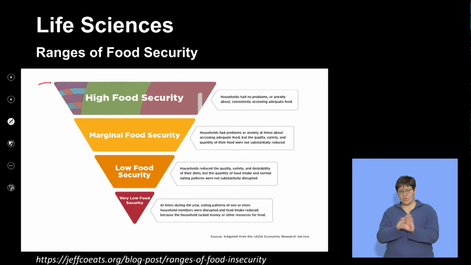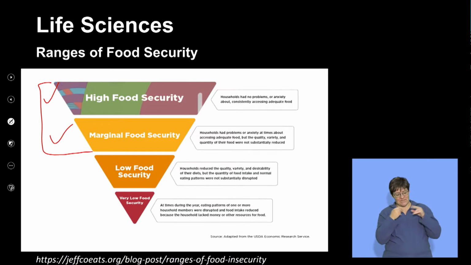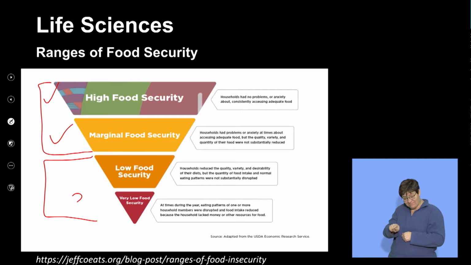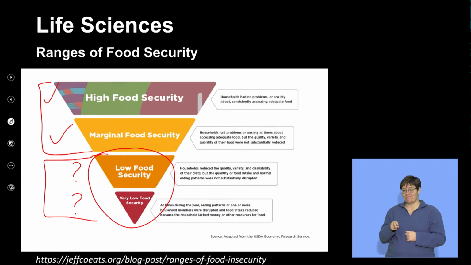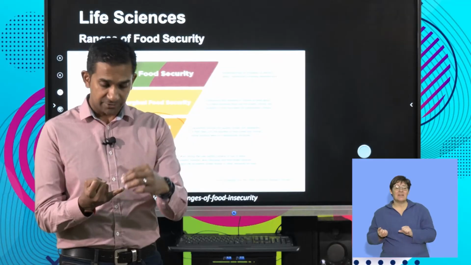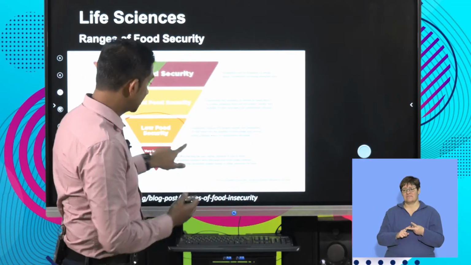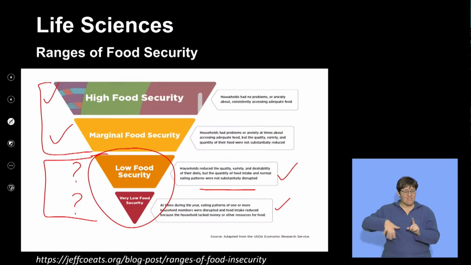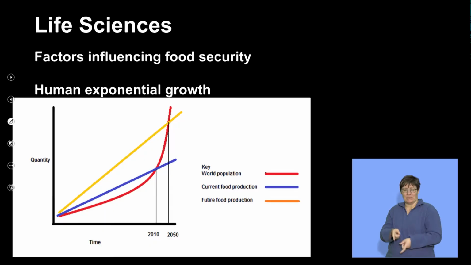So these are the 2 levels that are significantly safe. However, these 2 are the levels that are of concern. And we find that these often form a significant proportion of the populations around many countries in the world that are affected by famine, drought, as well as conditions in the environment as a result of human impact. So again, we've got to look at that as a factor.